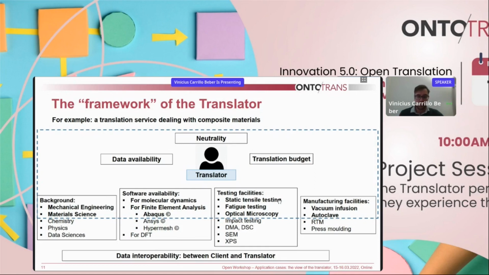So for instance, from my background, I'm a mechanical engineer, but over the years I have worked a lot with material science. But there are a lot of different knowledges, for instance chemistry, physics, and data science. So it's very hard, or sometimes there are people that have a very large background, but usually translators have a specific set of skills or knowledge.